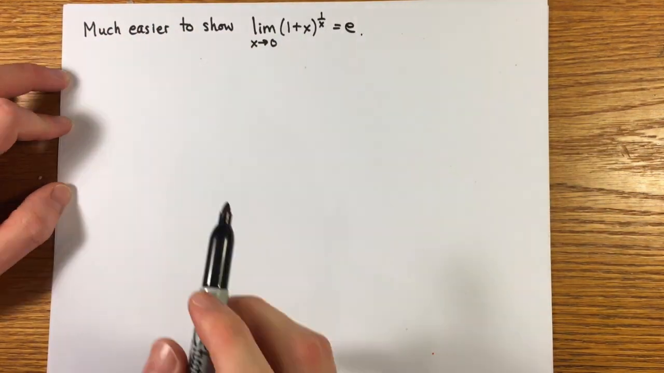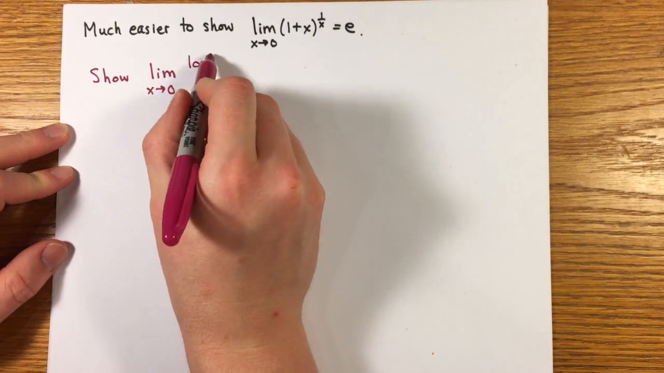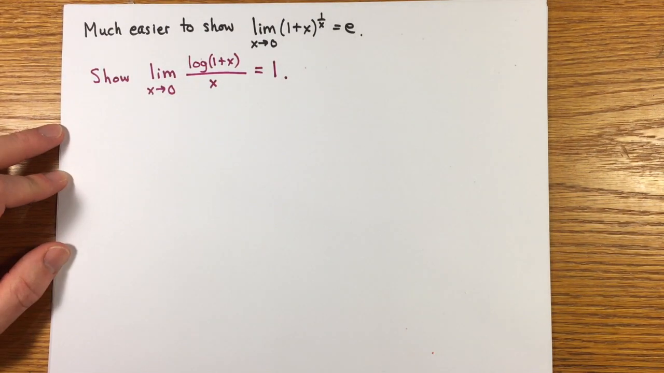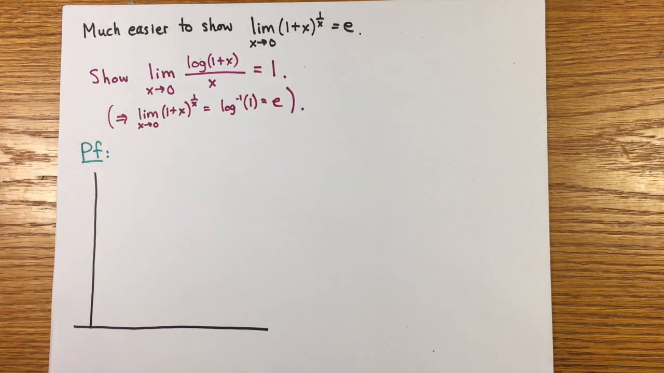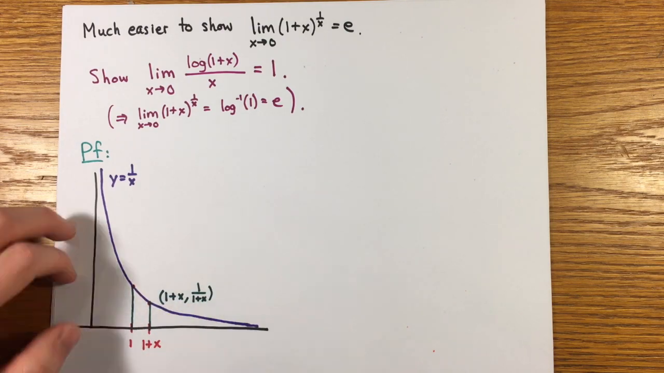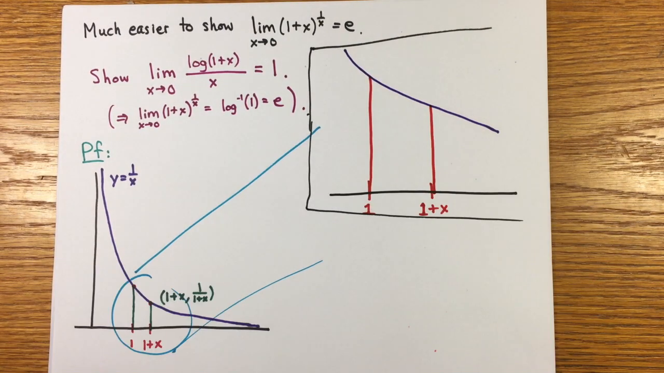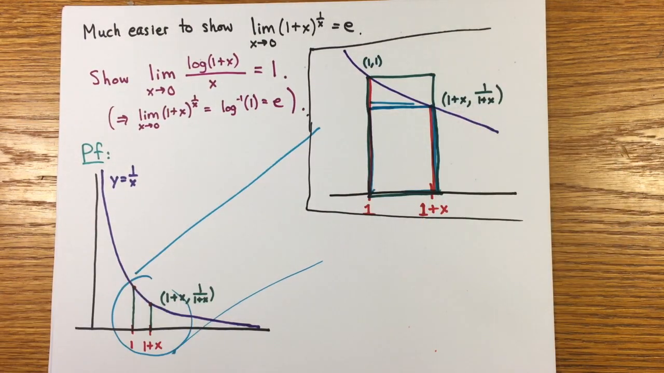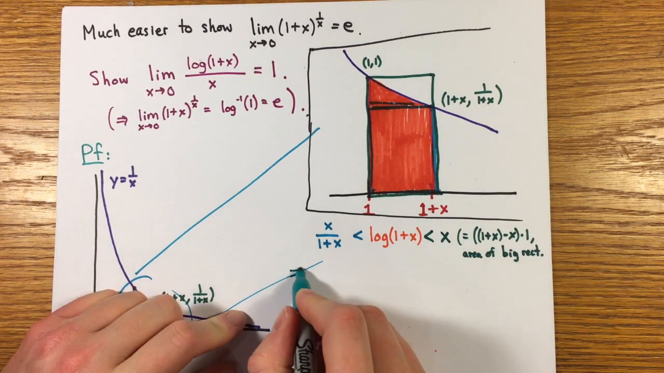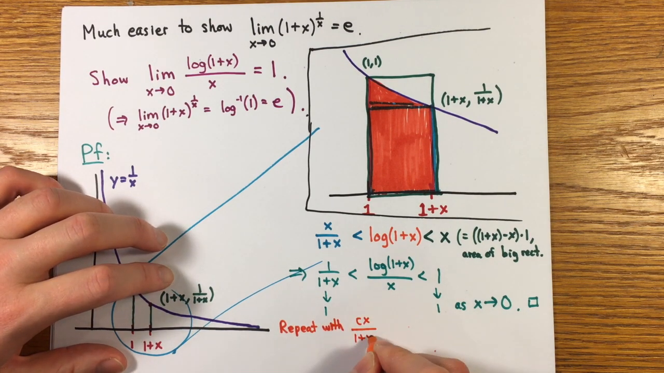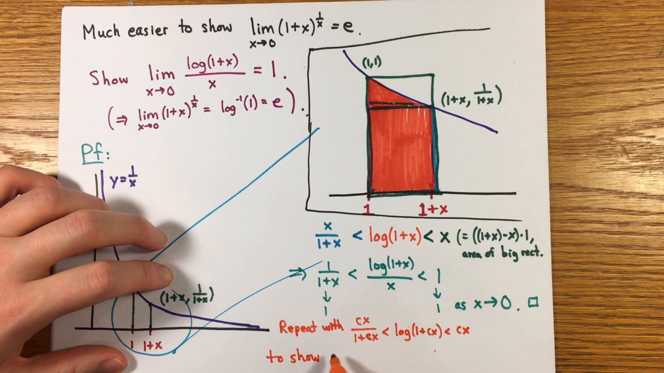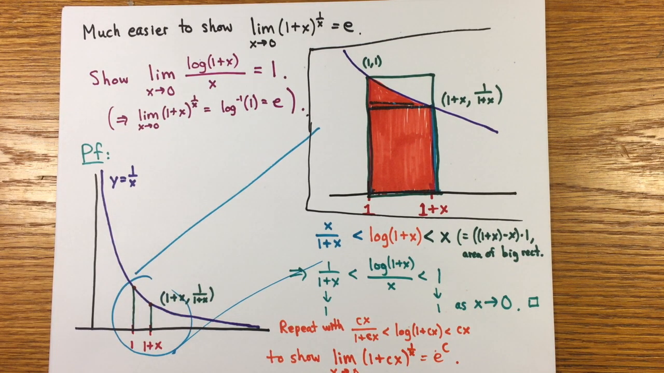Now, the limit 1 plus x to the 1 over x was very involved to compute from the exponential side, but from this side, it's a lot easier to show that the limit of log of 1 plus x over x is 1, since you can compare areas by identifying log of 1 plus x as the area under the graph of 1 over t. It's clear that the area is between rectangles of area x and area x over 1 plus x. Dividing through by x and using the squeeze theorem gives the result. The same can be done for log of 1 plus kx to show that e to the k equals the limit of 1 plus kx to the 1 over x.